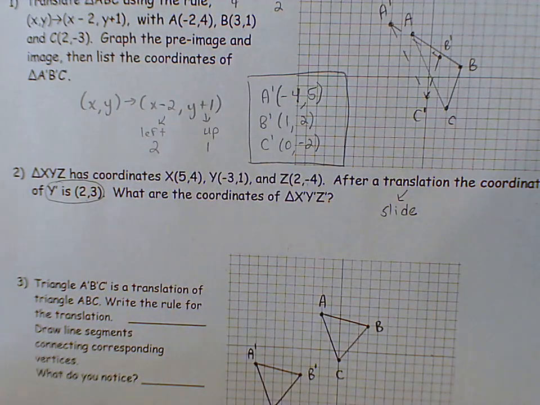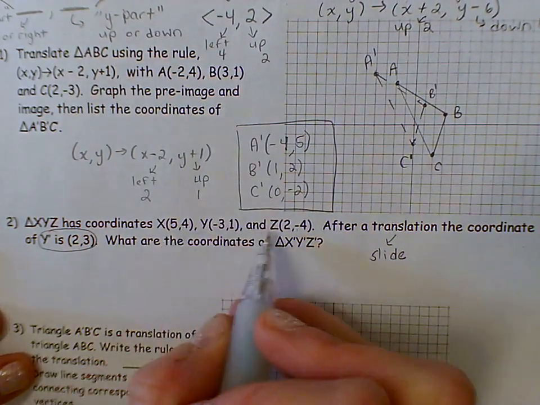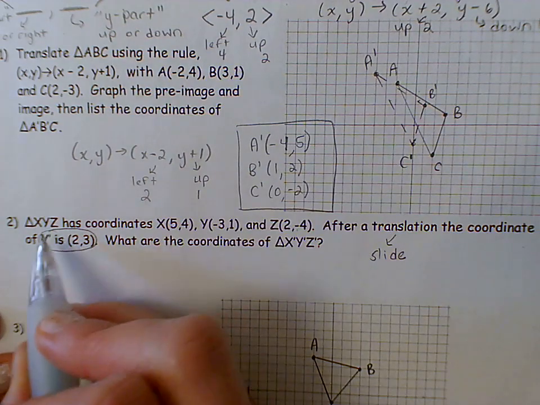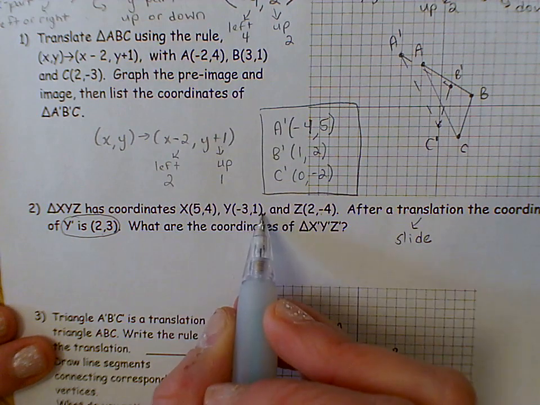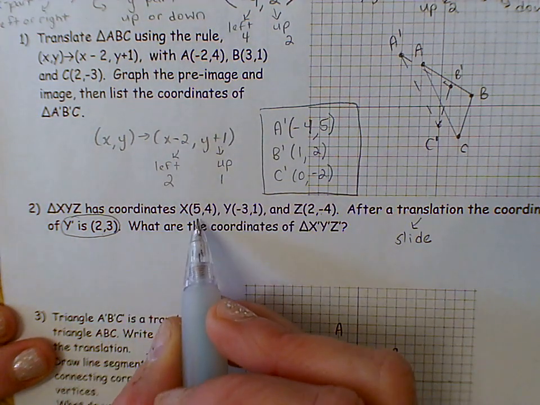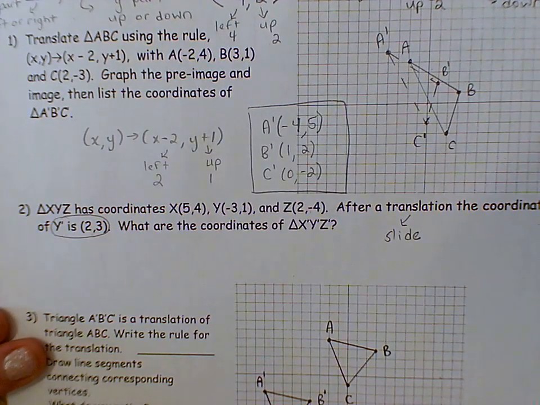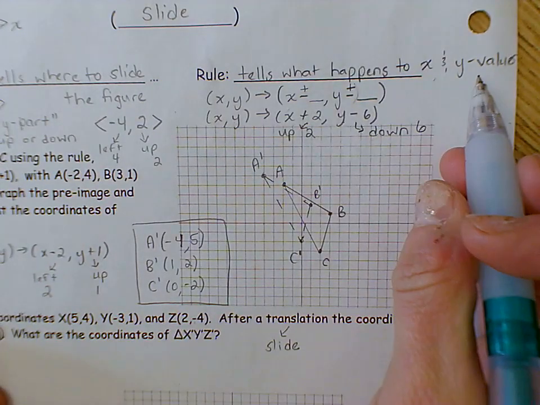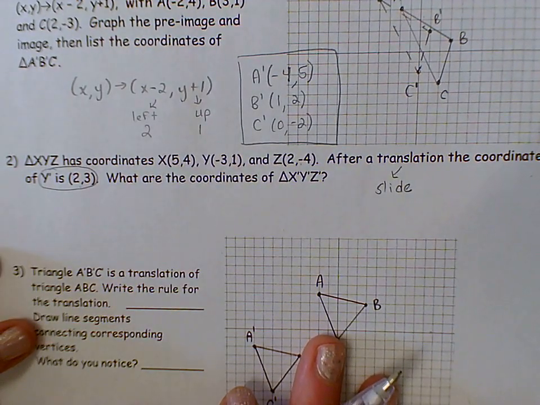So one way that you could do this is you could graph the original one and then graph this point right here, which is where Y landed, and then see what happened to Y, and then do the same thing to the other coordinates, and you'll have that. Or you could actually use this rule and what we talked about with what's happening to the X and Y values, and you could do it without even having to graph it. So I'm going to show you how to do that.